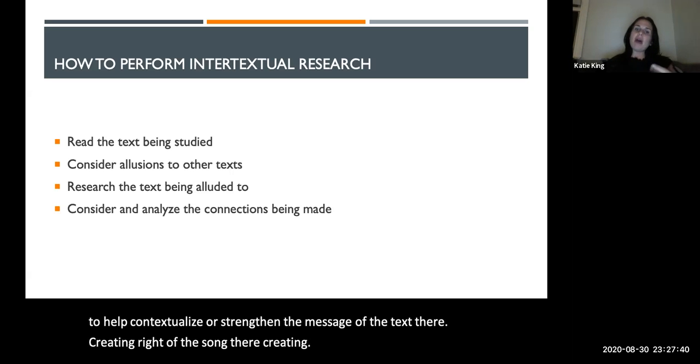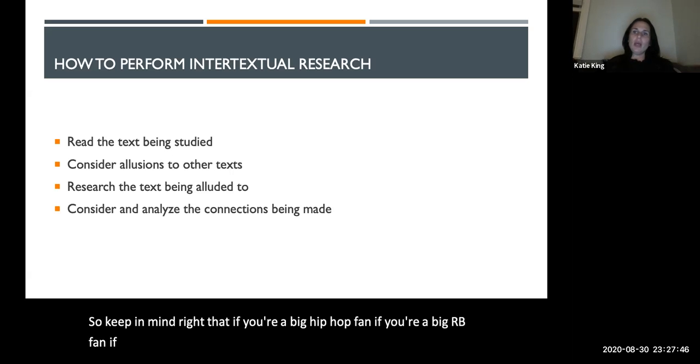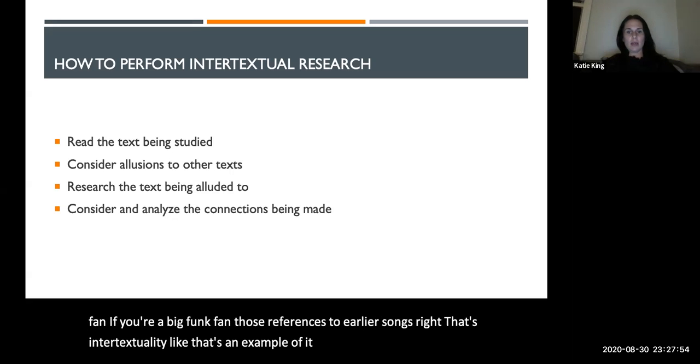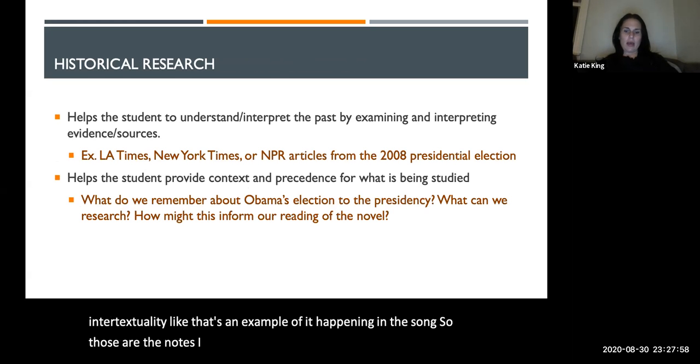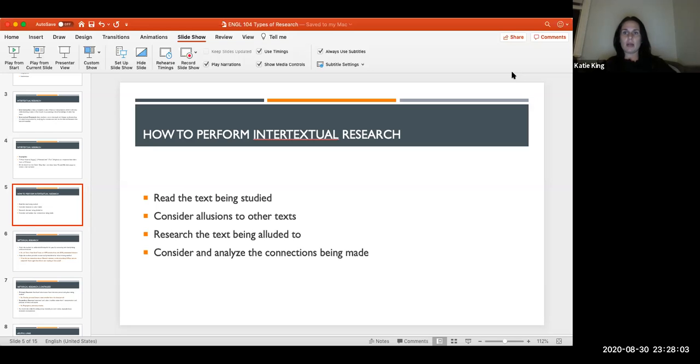So keep that in mind, right? That if you're a big hip hop fan, if you're a big R&B fan, if you're a big funk fan, those references to earlier songs, that's intertextuality. That's an example of it happening in the song. So those are the notes. I think that's it, right? Yeah. Those are the notes on intertextual research.